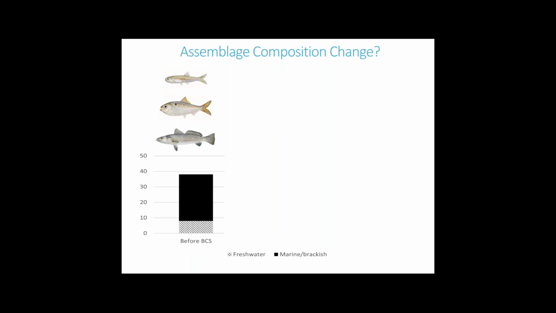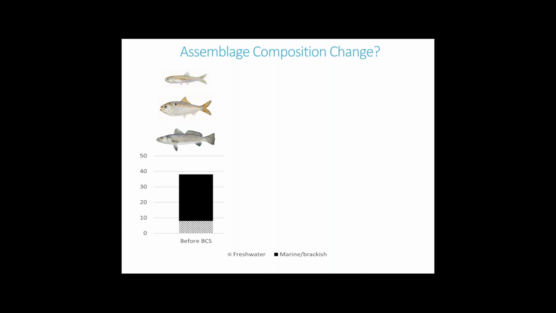What about the assemblage? Did it change? How did it change? We coded the species as freshwater, marine, or brackish. The black is marine, brackish, freshwater is the hatched. Lake Pontchartrain is typically a low salinity environment, 3 parts per thousand on average during a normal year.